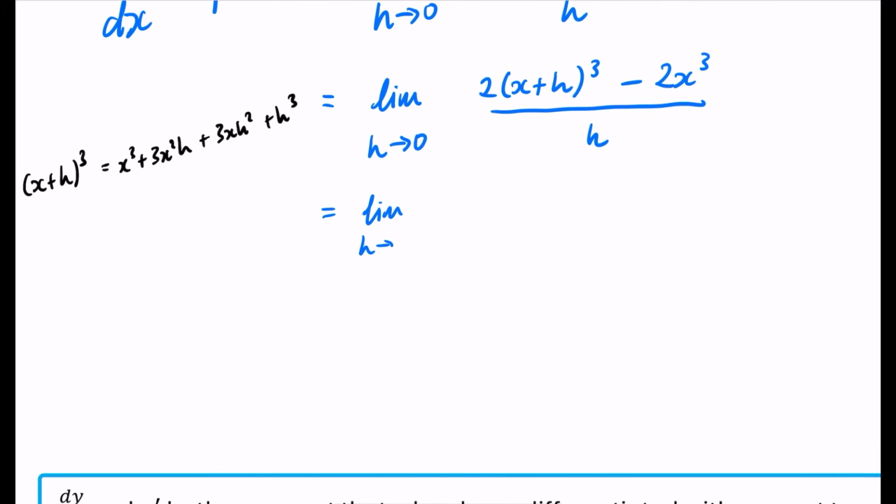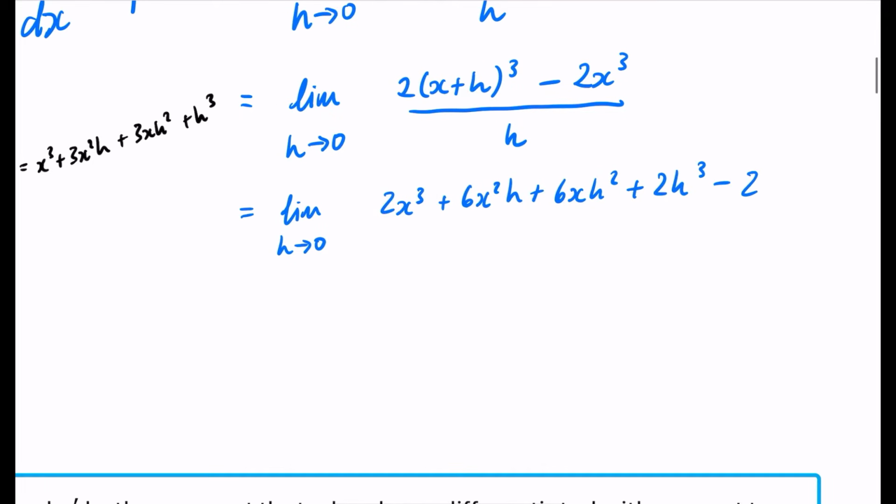So we have the limit as h approaches 0. We have two lots of x plus h cubed, so it's going to be this thing all doubled, which is 2x cubed plus 6x squared h plus 6xh squared plus 2h cubed, and then at the end we've still got this part from before, which is our minus 2x cubed. And you can see something is going to happen in that numerator. We can see that the 2x cubeds are going to cancel because I have a 2x cubed subtract a 2x cubed. And now I've got each of these terms here all being divided by h.